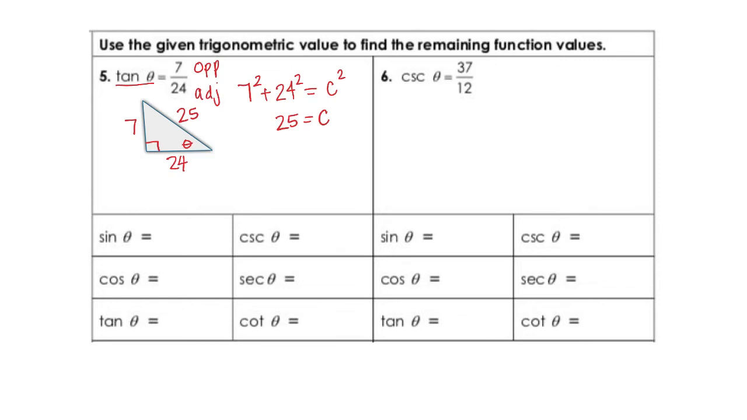Again, sine is going to be 7 over 25. So cosecant is 25 over 7. Cosine is 24 over 25. So secant is 25 over 24. And tangent is going to be 7 over 24. Cotangent 24 over 7.